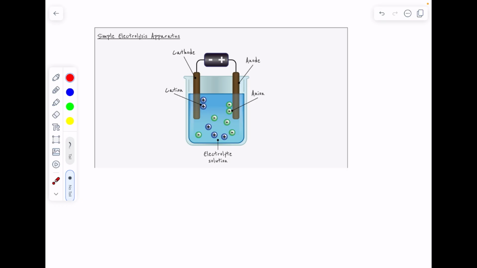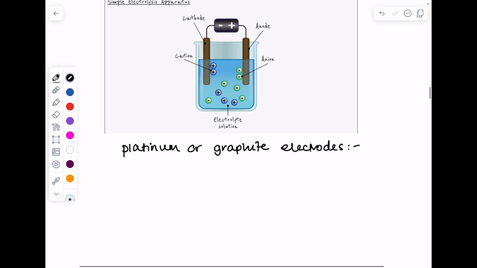You'll have 2 electrodes. Now those electrodes tend to be made out of something like platinum or graphite. And why do we use platinum or graphite? Because we need something which is both unreactive and something which conducts electricity.